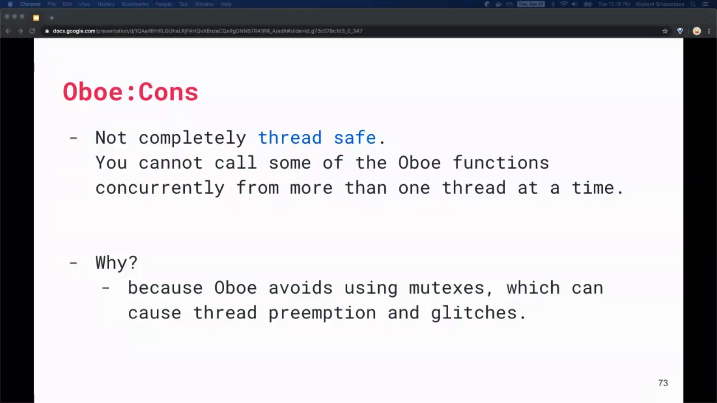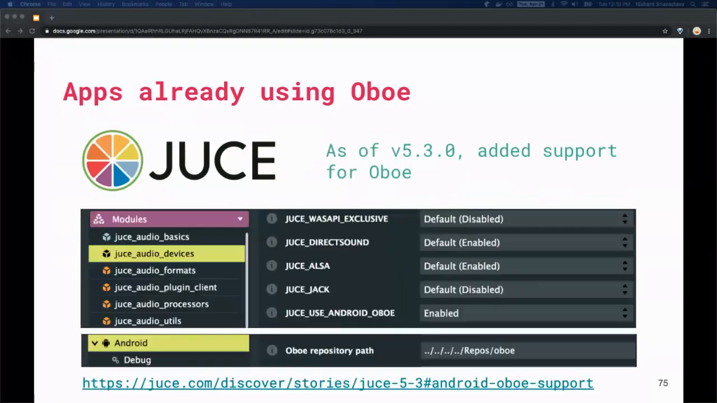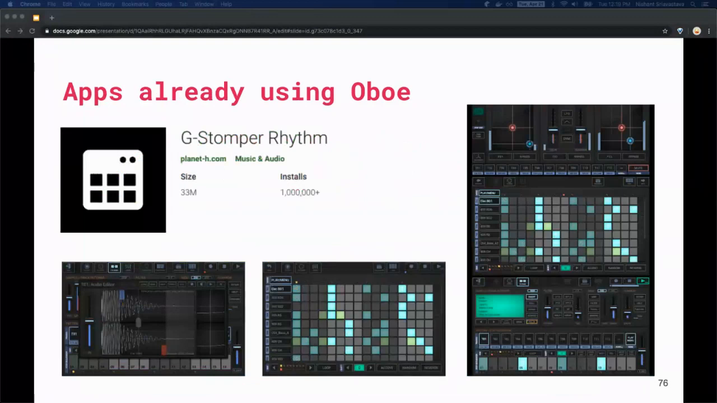A lot of apps are actually using this in production. JUCE, which is basically a C++ framework, is partially open source and cross-platform. Obviously, you have desktop and mobile applications. Version 5.3.0 added support with Oboe for JUCE, which is pretty nice. G-Stomper Rhythm, which you can also use, is using Oboe under the hood. Pretty nice app. You should try it out.